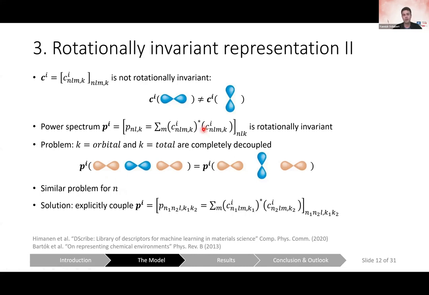extend the standard power spectrum shown here by those terms where K1 is not equal to K2. So in this formulation, you always have the terms where this first k is equal to the second k, but we explicitly couple the values belonging to different k's by including those in our input vector. And the same story goes for the coefficients belonging to different n. And this is now really the quantity that we take as the input vector for our machine learning model.